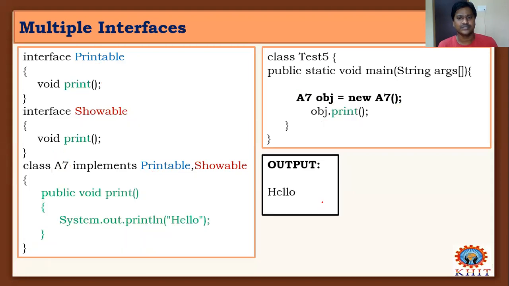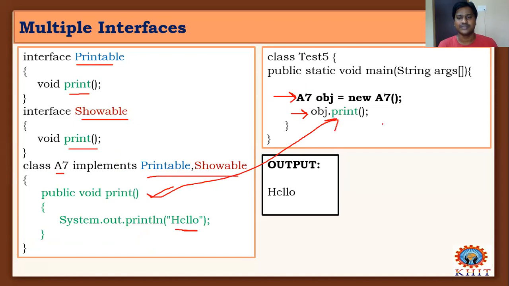Now coming to the change. With the same consideration, printable has a print method, the showable interface has a print method, and A7 implements both printable and showable. And here this print method is defined by class A7 only once, not twice. It simply says hello. Doing the same, we create an object of class A7, and through that object we invoke the print method. As it is valid, this print method will be invoked and executed, and simply display hello on the screen. Got it? So go to the execution part of this.